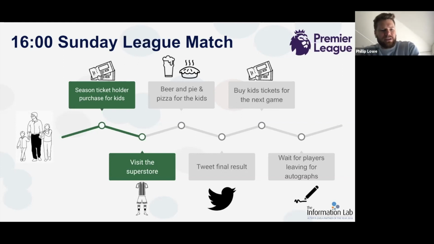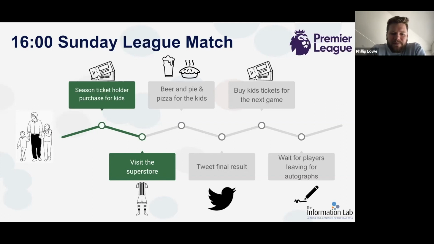So moving over to Fred, he's a family man. This is a 4 p.m. Sunday league match. He's a season ticket holder, so he's got his ticket, but he actually then purchases tickets for his kids because he wants his kids to come along to the game.